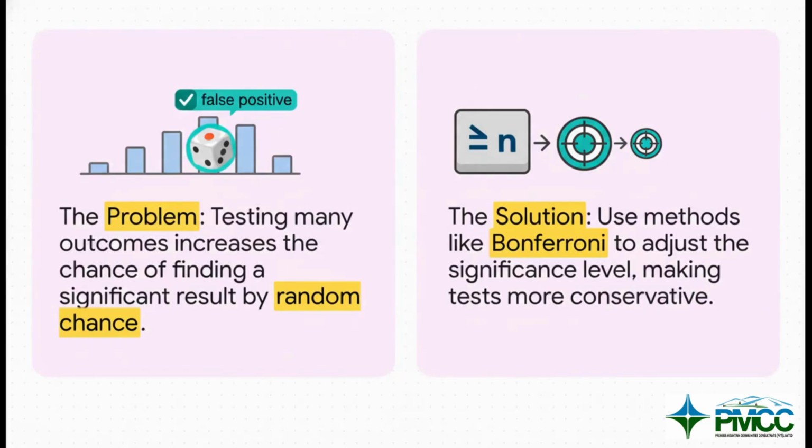Okay, here's another common trap we can fall into. We often test multiple outcomes at once, right? Maybe income, health, and education.